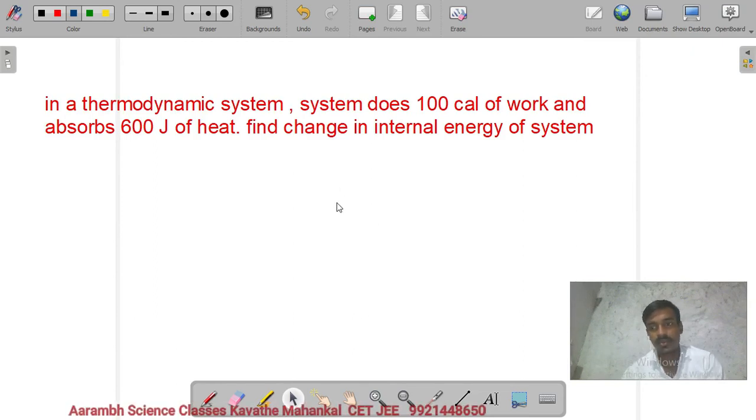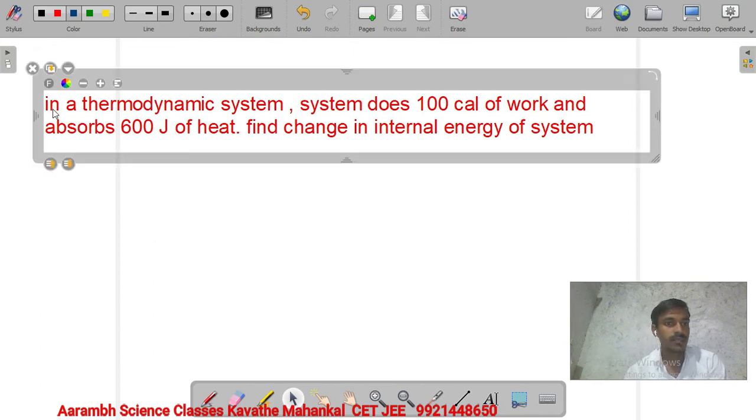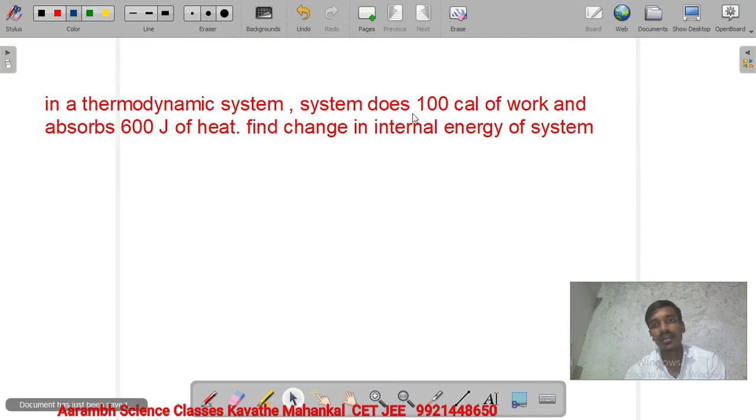This is the lecture in which we are going to solve the numerical on the first law of thermodynamics. The numerical is given clearly: in a thermodynamic system, if the system does 100 calorie of work and absorbs 600 joule of heat at the same time, they are asking about the change in internal energy of the system.